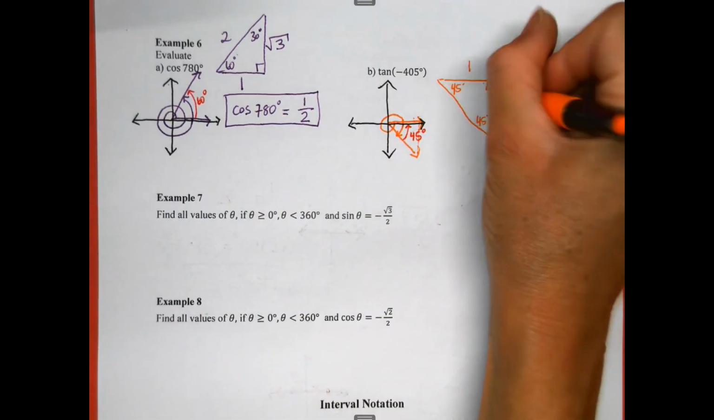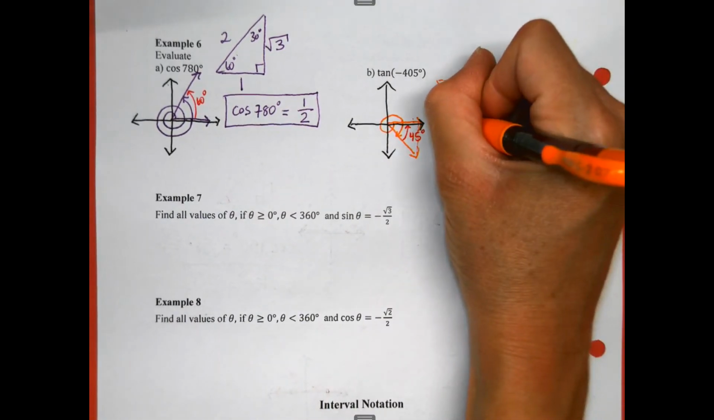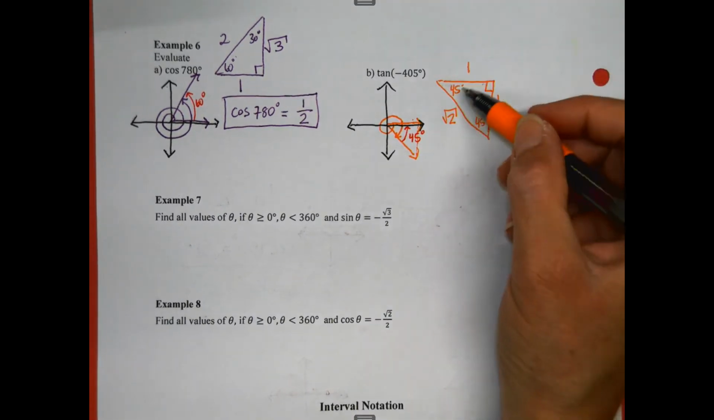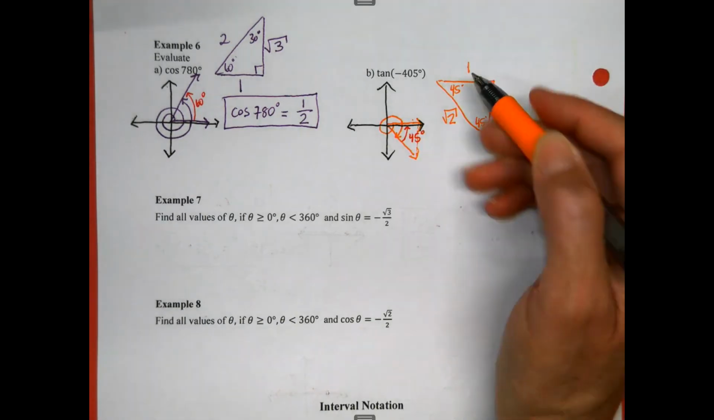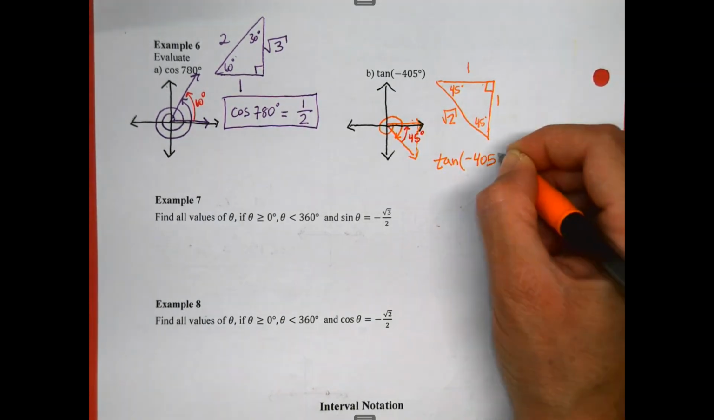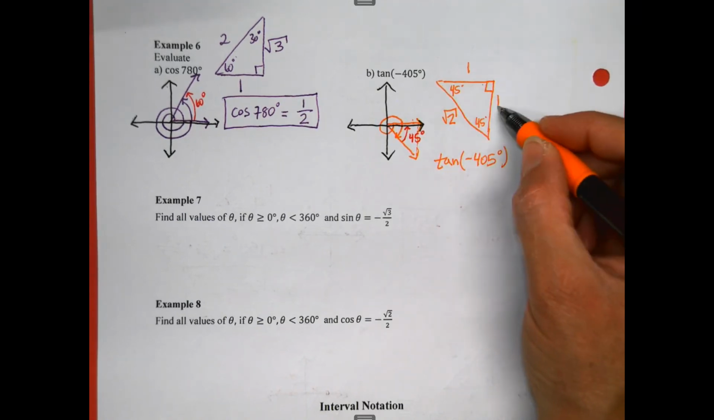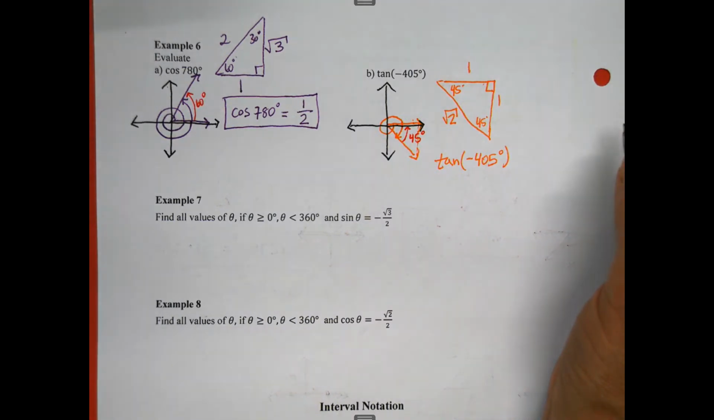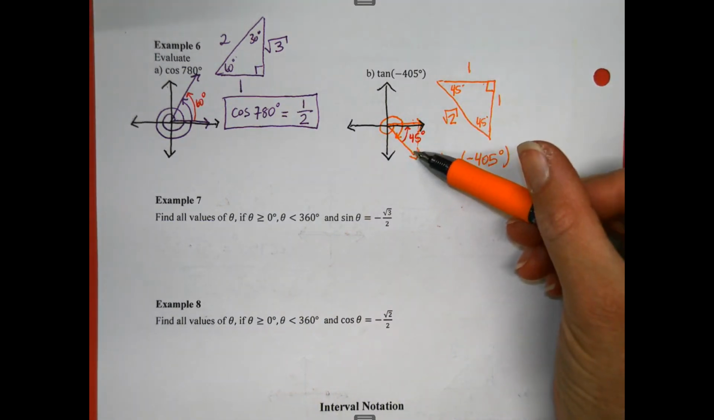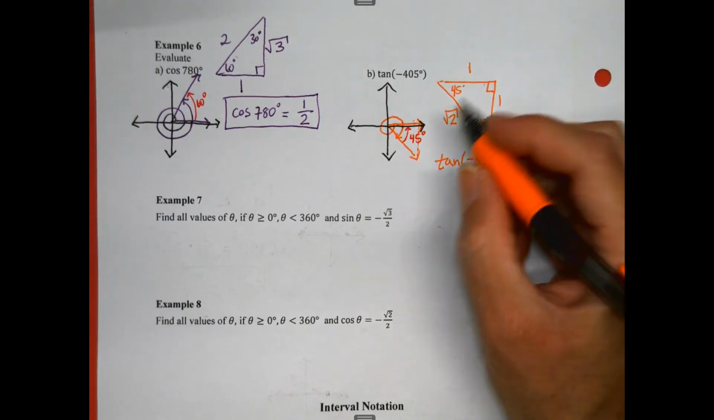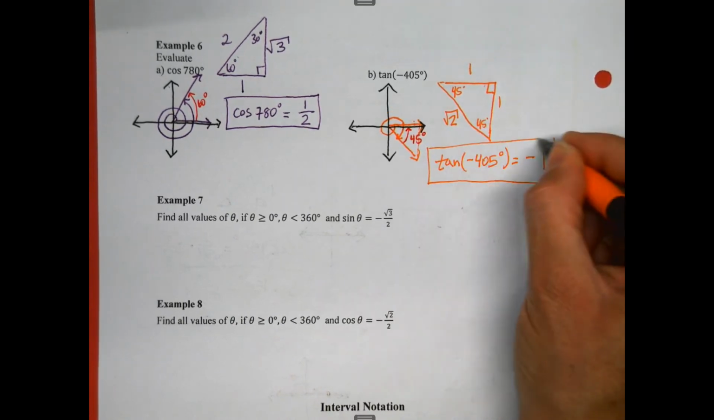So the sides are 1, 1, and the hypotenuse is the square root of 2. And we need tangent for this. Tangent is going to be opposite over adjacent. The tangent of negative 405 degrees is 1 over 1, which is 1. But we need to decide, is it positive or negative? In quadrant number 4, cosine and secant are positive. Therefore, tangent is negative. So this value is negative 1.